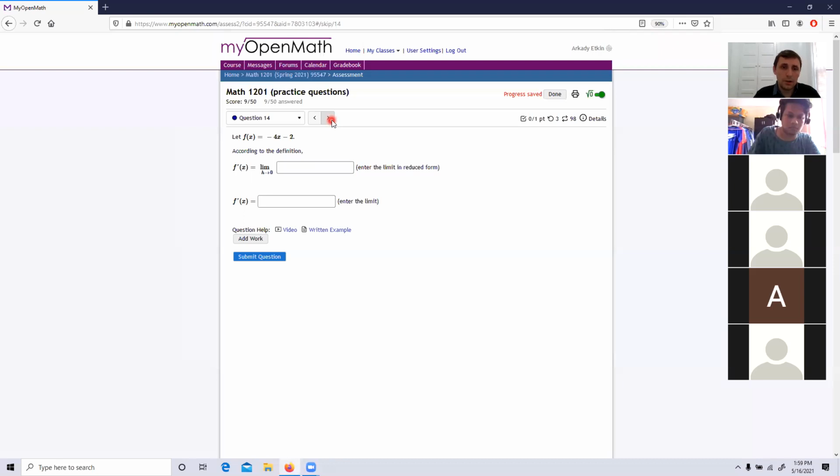All right. According to the definition, here you have to enter the limit in reduced form. So f of x is minus 4x minus 2. F prime is the limit as h goes to 0 of what? What do we put here? The derivative at x. So we simply put, I don't know what they mean. So enter the limit in reduced form. So what is it going to be here, guys?